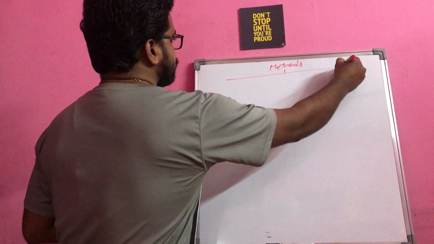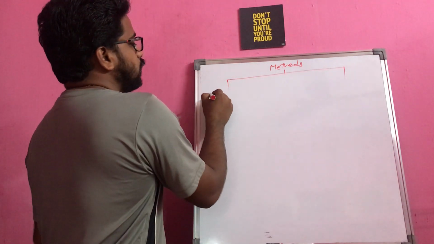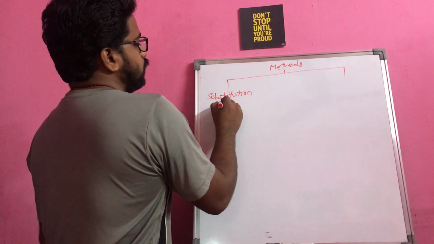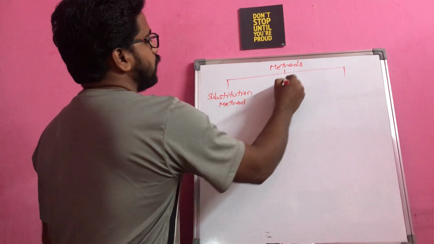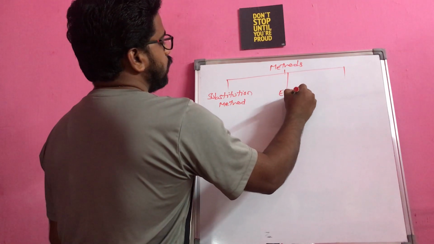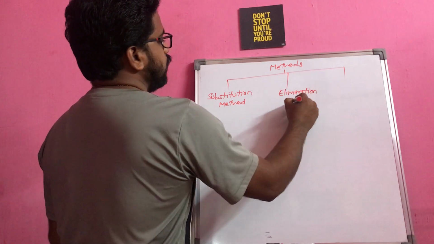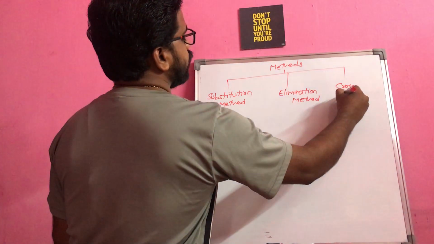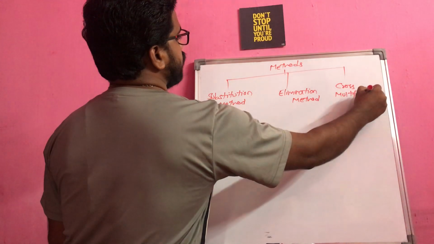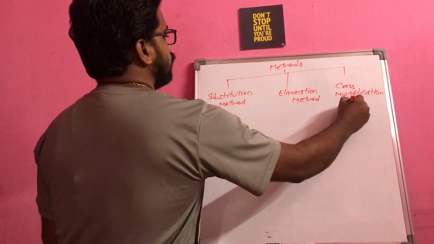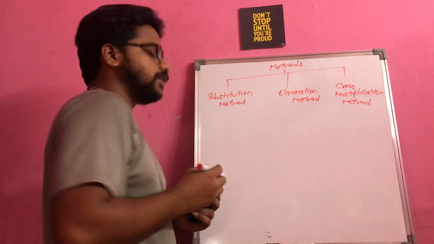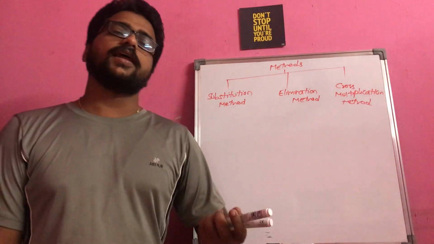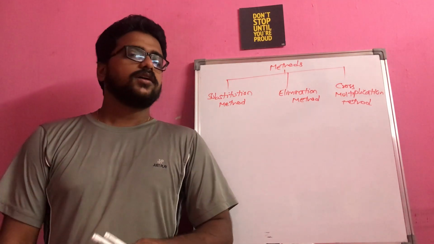Okay, so let us see first of all what those three methods are, and then later we will go into the detailed discussion. The first one is the substitution method, the second one is the method of elimination, and the third one is the cross multiplication method. First let us see each method, and among these three, which one is more useful for us even in the later stages, that also we will discuss in today's class.